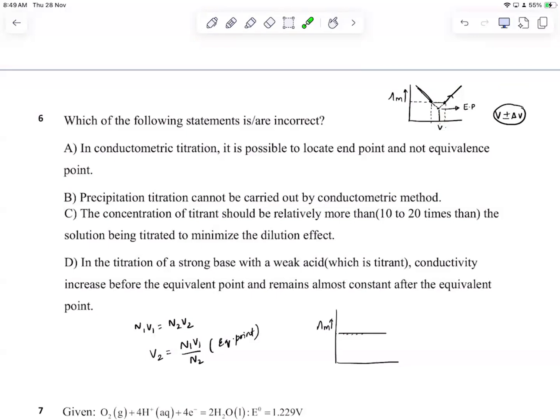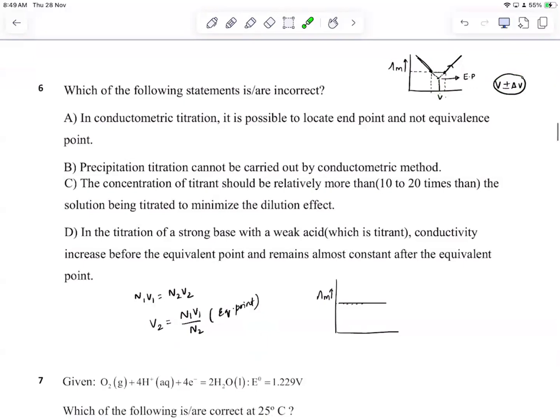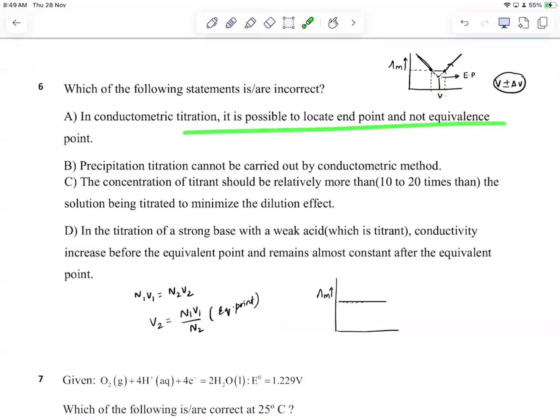Which means we can figure out theoretically where the equivalence point is, but practically this point is difficult to identify. So practically, the point you identify is called the end point. Ajay, clear? Yes, in conductometric titration, it is possible to locate. I read it differently. The equivalence point can be identified, but not the exact end point. So that's why this is incorrect.